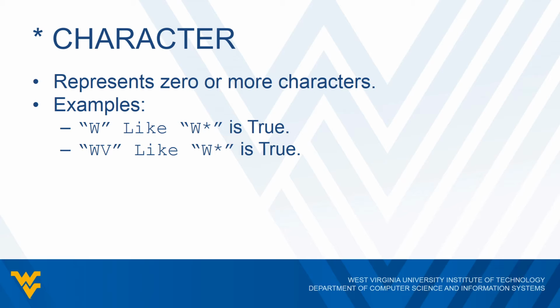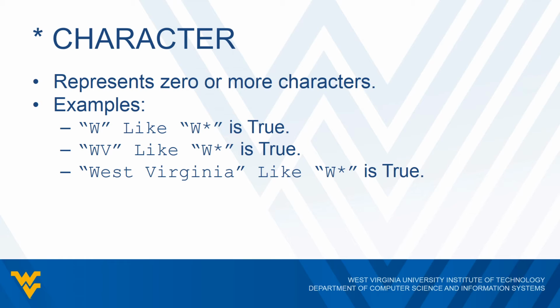Let's try another example. Let's try West Virginia and see if that matches the pattern W star. This is true. Basically what our pattern is saying is if our string starts with a capital W, it doesn't matter what comes afterwards, as long as it starts with a capital W, then we get a match. That's kind of the way we can think of this, that our string must start with a capital W and then can be anything afterwards. There could be nothing, but there could be something. So in this case, West Virginia does start with a capital W, and even though there's a space in there, that's fine. It does match, so this is true.